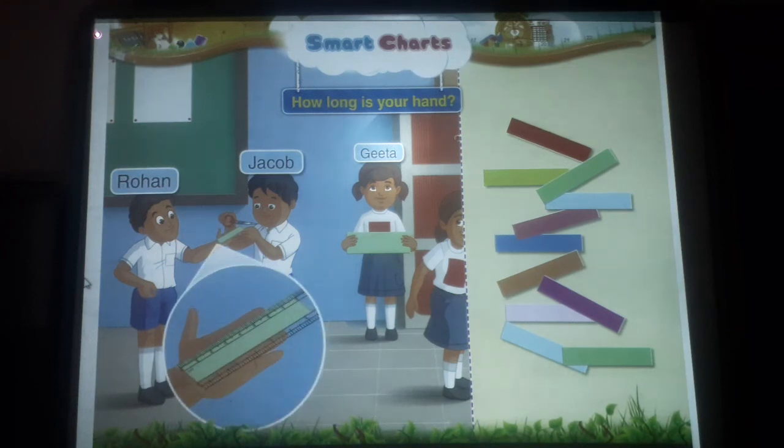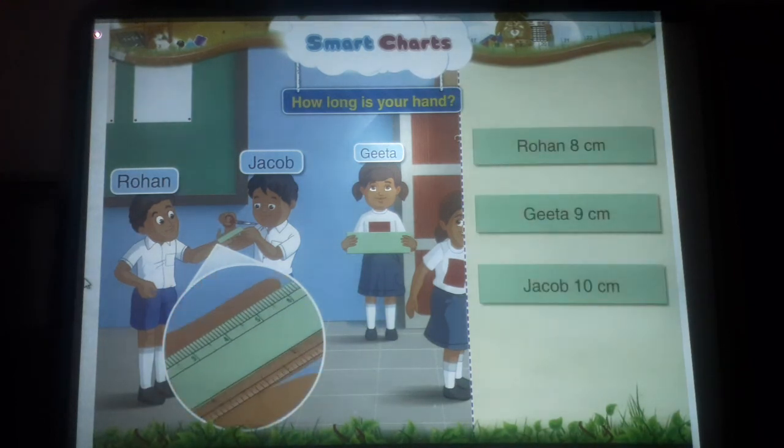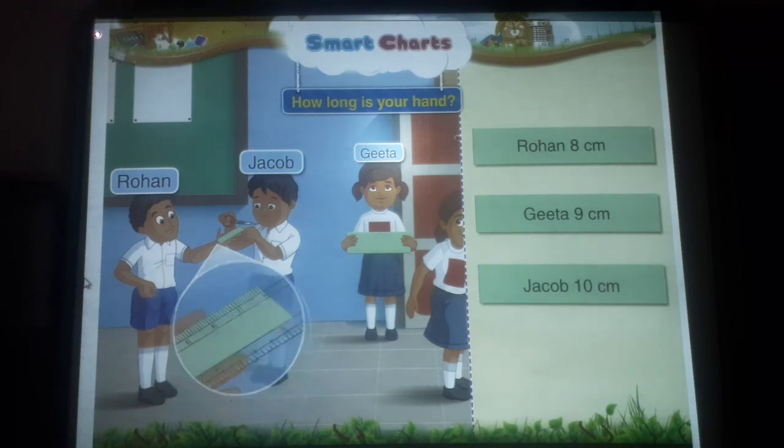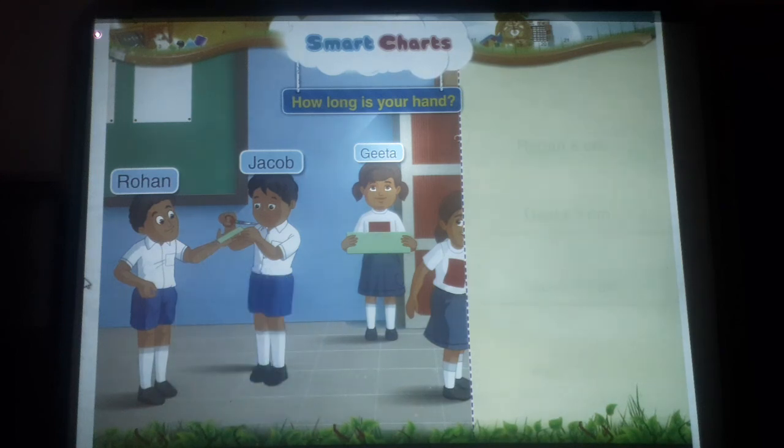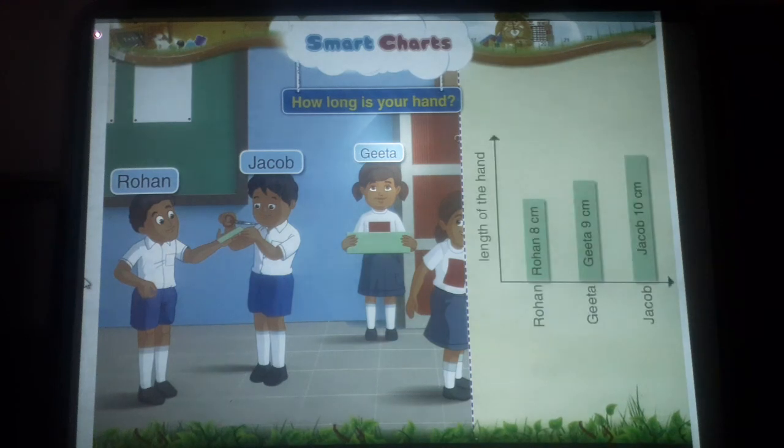Cut the strip and write the name of the student. Rohan, Jacob and Geeta also measured their hands. They stuck their strips as shown. On the horizontal line, we will write the names of the students, and on the vertical line, we will write the length of the hand of the students.